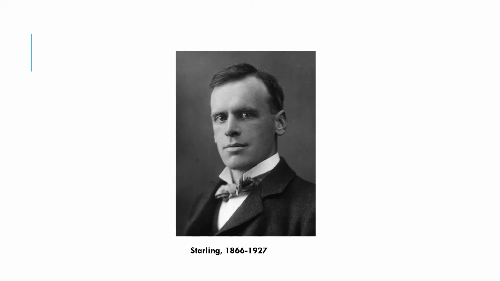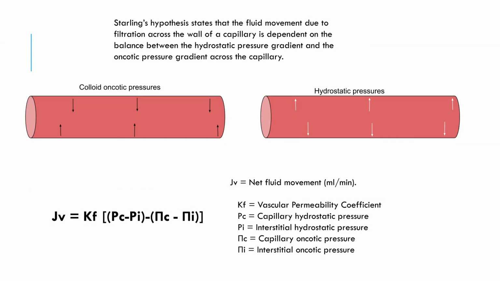A very important concept to understand in the context of fluid movement throughout the body is the Starling hypothesis. This states that the net filtration, i.e. fluid movement from the intravascular space outside of the vessels, is dependent on essentially a gradient between what we call the hydrostatic pressure as well as the oncotic pressure across the capillary. To summarize this in a more simple way, the hydrostatic pressures are essentially the pressure within the vessel, which push fluid outwards and therefore encourage transudation.